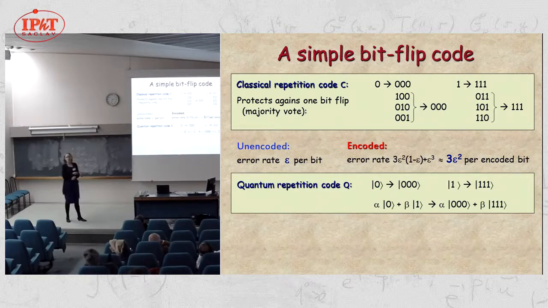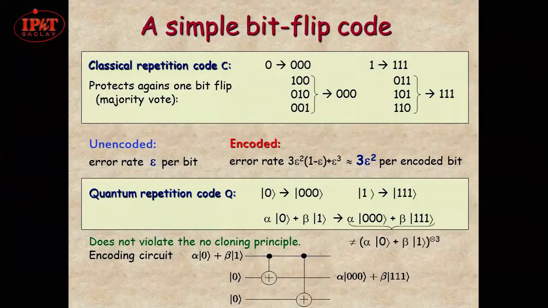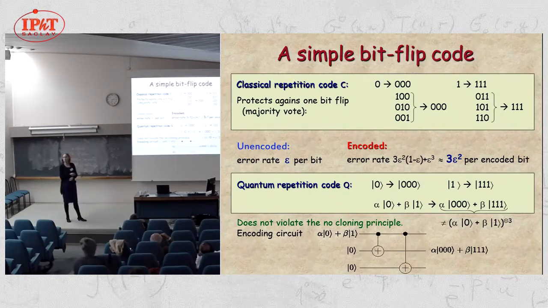Quantumly, you can try to do a similar thing. So what we can do is we can try to copy our basis states. This is not violating the no cloning theorem because we're just copying the basis states. And the circuit for this could be, for instance, this one. So you can encode your qubits into such a state. That's possible to do. And then by linearity, your alpha 0 plus beta 1 will be encoded into this.